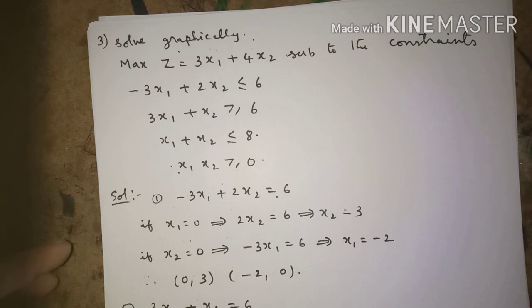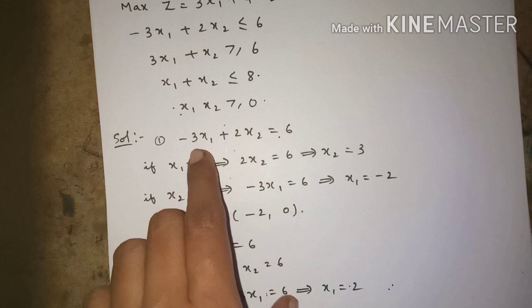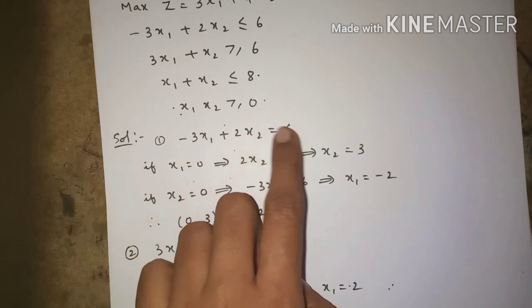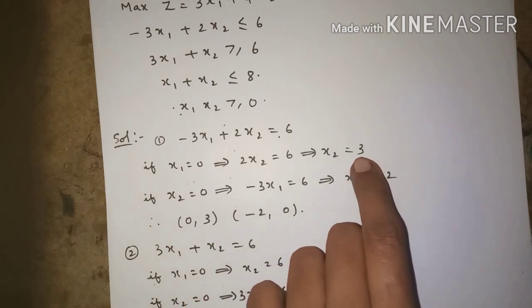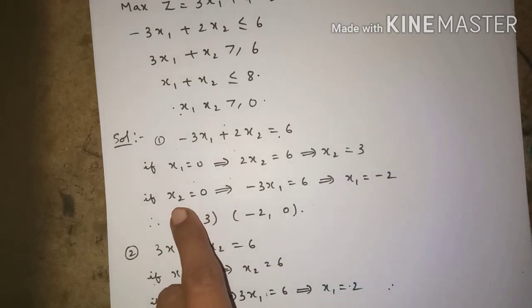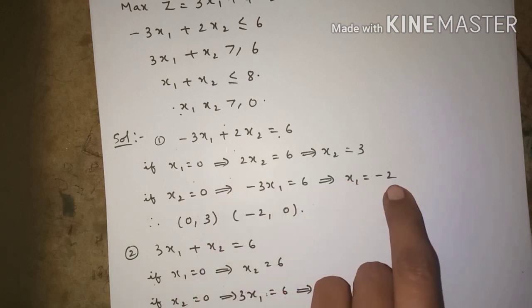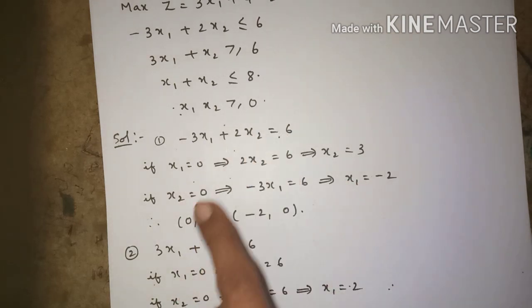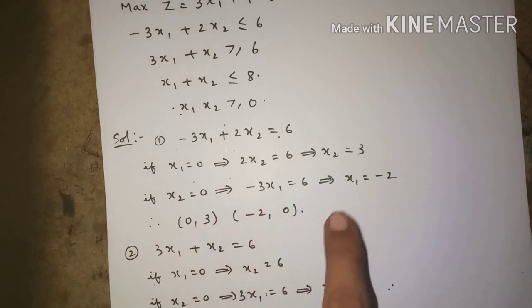Now, if you take the first constraint in equation form, minus 3x1 + 2x2 = 6. By taking x1 = 0, you will get x2 = 3. If you take x2 = 0, you will get x1 = -2. Therefore, using the first constraint, we have got the points (0, 3) and (-2, 0).